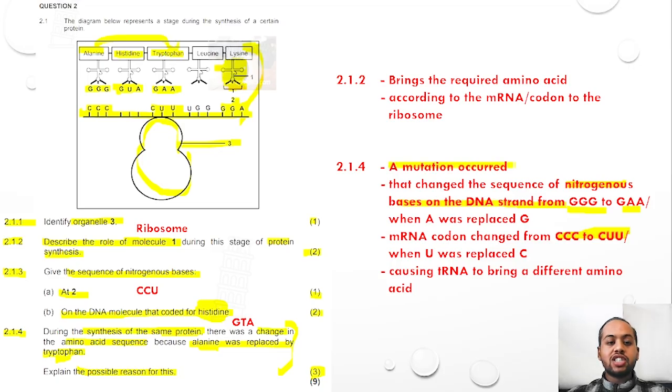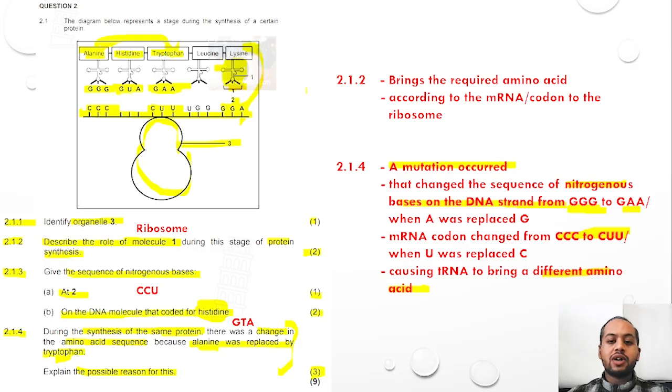So first we see the mutation occurred, which changed the sequence of nitrogenous bases on the DNA strand from GGG to GAA. How did we get that? Because this tRNA anticodon, GAA, will be the same on the DNA base triplet. Therefore, we say it changed from GGG to GAA. Therefore, the mRNA codon changed from CCC, we get it here, to CUU, causing the tRNA to bring a different amino acid. That is why alanine changed to tryptophan.